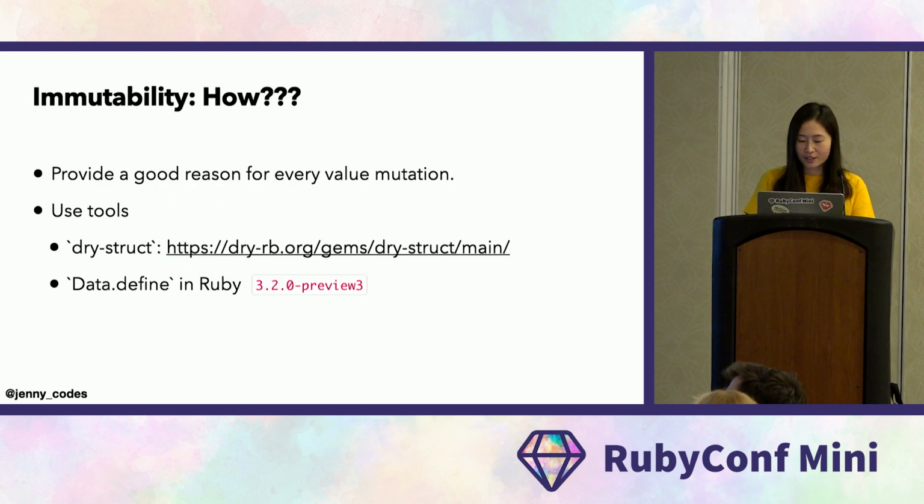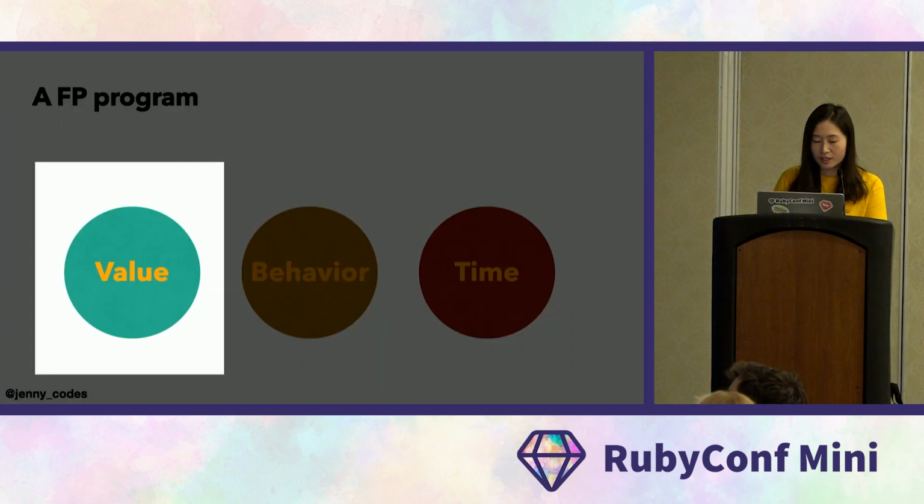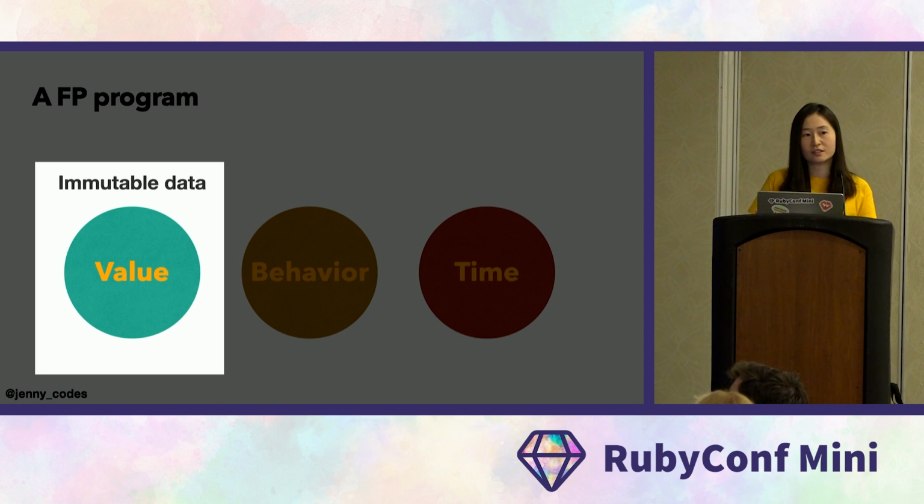And just to emphasize again, although we have those nice tools to help us, equally important is to be mindful about the state, the mutation of the state, and the possible consequences of it. So that concludes the value part of functional programming. We know that by having the constraint of immutability, we have a program that's easier to debug and reason about.